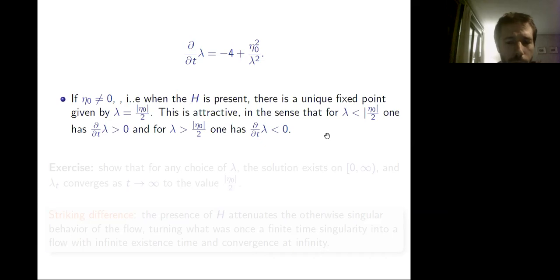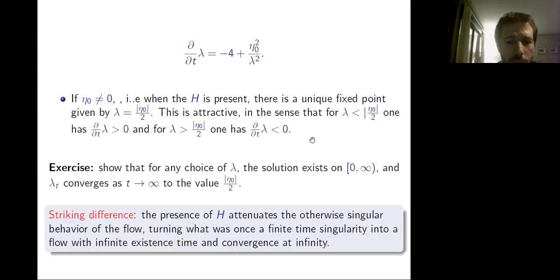You can show this as an exercise, or you can just go to the book and check our proof that for any choice of lambda, the solution is going to exist for infinite time, and lambda_t converges to the fixed point of this ODE. So we see a striking difference between the case without the form, the case of the Ricci flow, and the case with the three-form, which is that in a sense the three-form is going to attenuate the singular behavior of the flow.